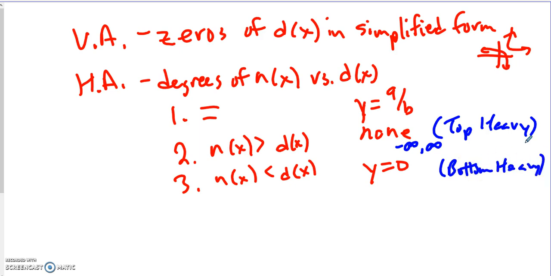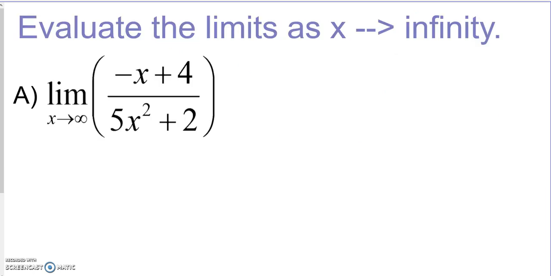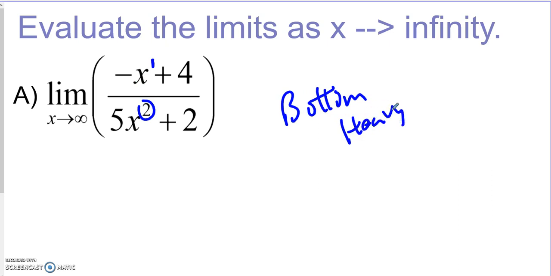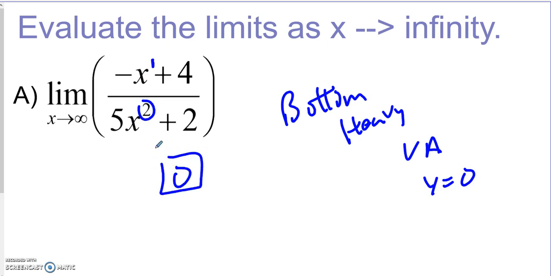Okay. So let's go ahead and take a look back at our example here. So if we want to evaluate this as it approaches infinity, we look at the degrees. So the degree of the numerator is 1, the degree of the denominator here is 2. So this is what we call bottom heavy. So that means that it's going to have a horizontal asymptote of y equals 0. So in other words, our limit's going to be 0. Okay, so again, as it's going to its extreme of infinity.